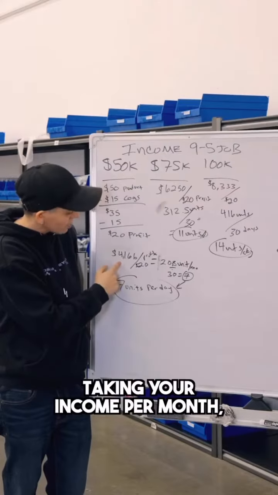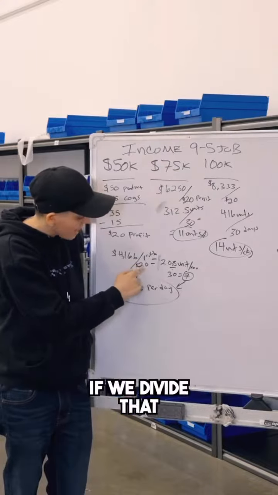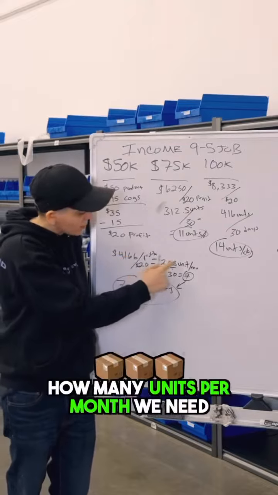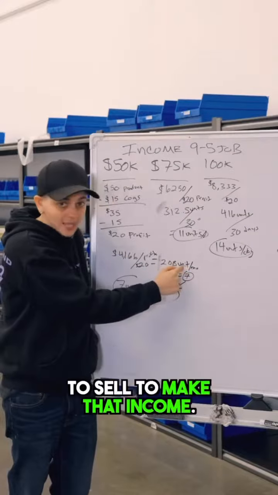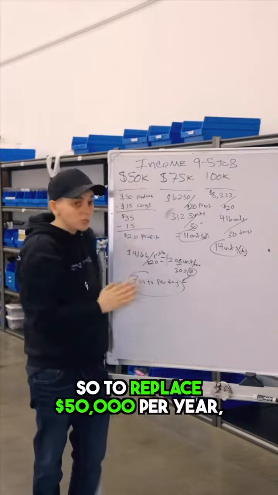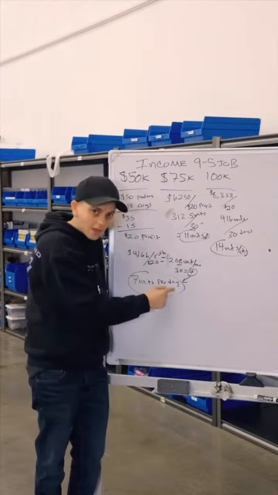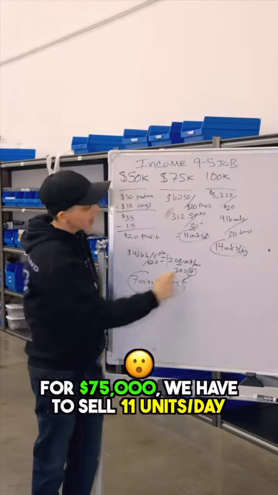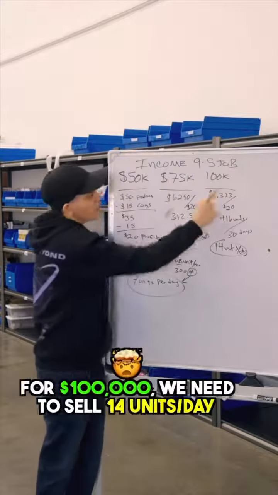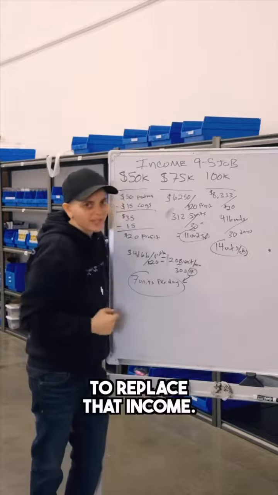Taking your income per month, doing 50K is $4,166. If we divide that by the amount of profit that we make per product, that's going to tell us how many units per month we need to sell to make that income. So to replace $50,000 per year, you need to sell 7 units per day. For $75,000, we have to sell 11 units per day to replace that income. For $100,000, we need to sell 14 units per day to replace that income.